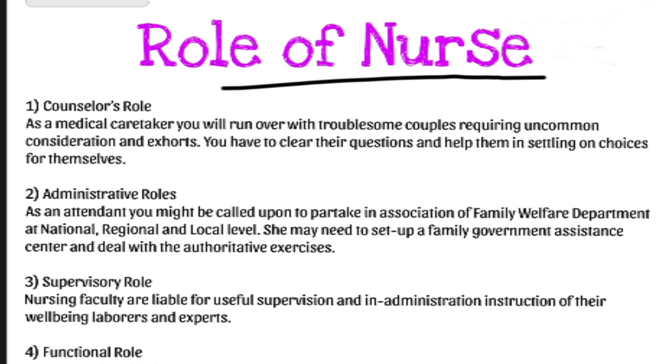Role of nurse. This role of nurse is not only applicable for family planning programs, it can be applied to any program that is introduced into the committees like MMR, RCH, Safe Motherhood, in the general family welfare program also. So it's like a general nurse's role. Okay. First one, counselor role.